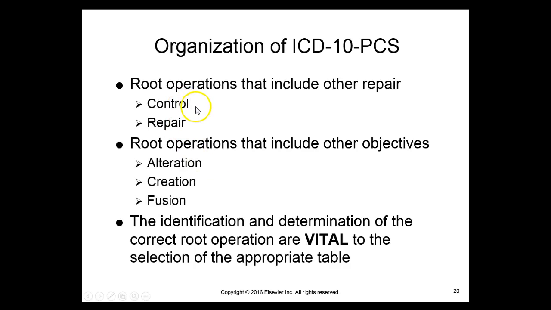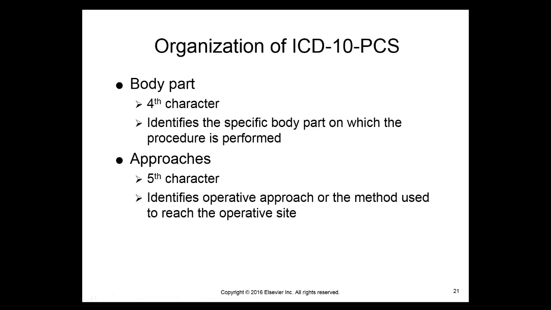There are root operations that are for something other than repair, controlling post-op bleeding, and then of course repair. And then we have some other root operations, alteration. Typically plastic surgery procedures code to alteration. Until this fall, creation was specifically for sex change operations, and then fusion, of course, is fusion of different joints. You must have the correct root operation in order to be able to appropriately code from the tables.